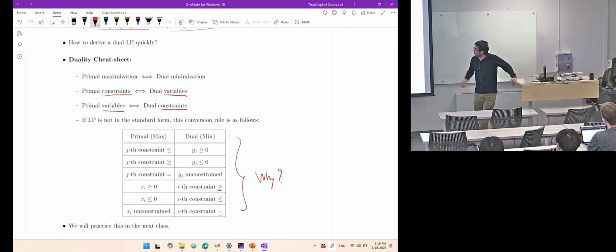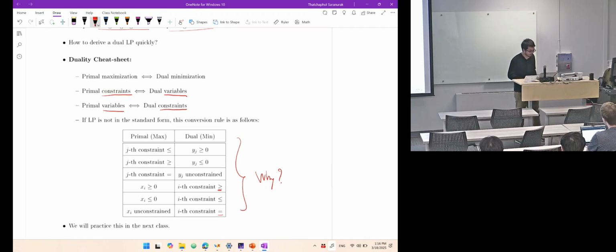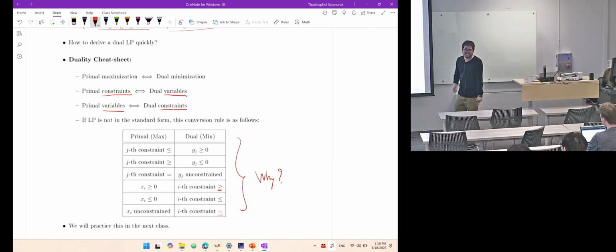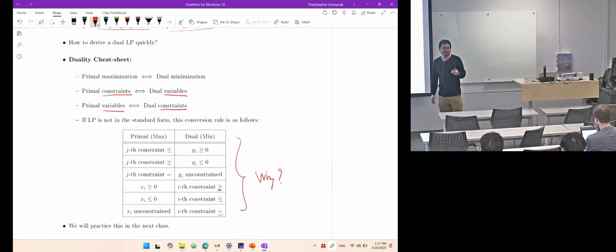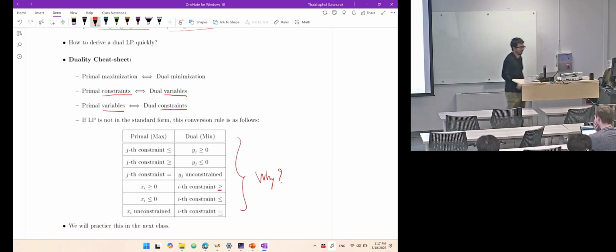Okay. And we will practice this together next class. You will see how to prove the max-flow min-cut theorem that we did, immediately from the duality of LP. So that's it for today. If you have questions, you can ask, but otherwise, yeah.